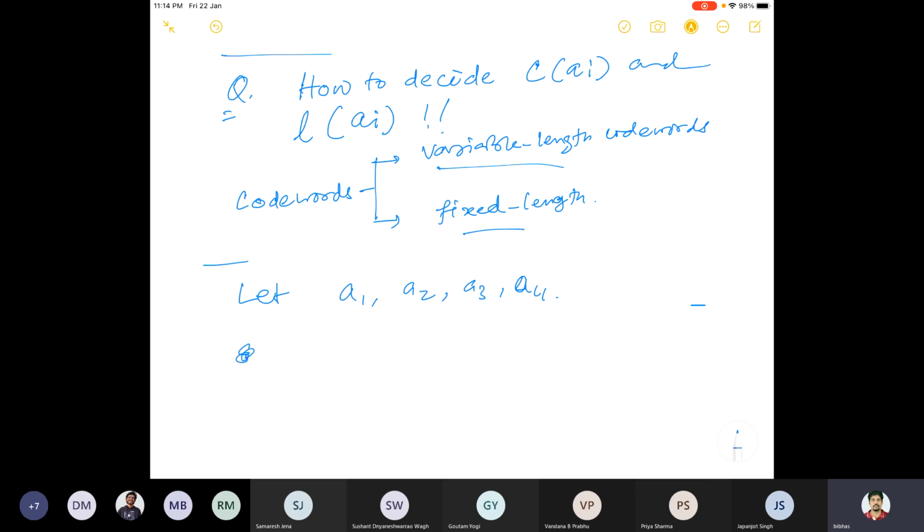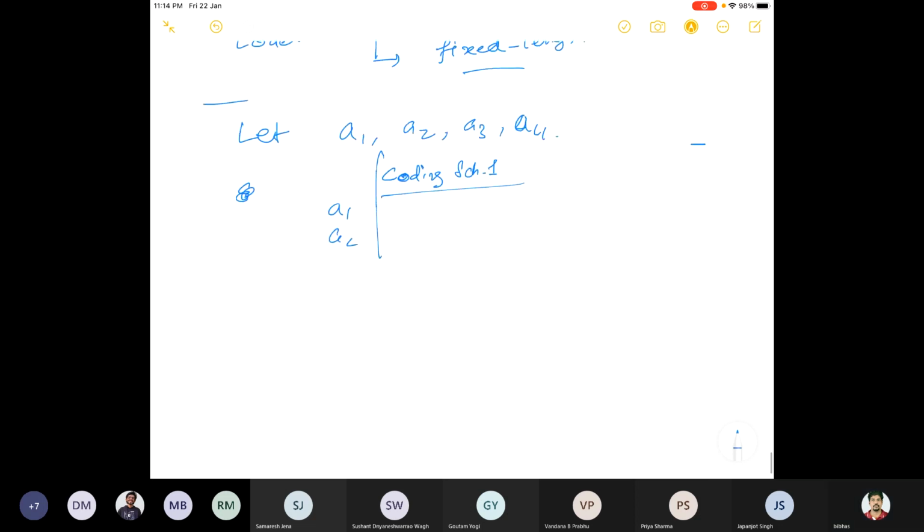Let's say coding scheme one is like this: A1, A2, A3, and A4. In coding scheme one, I want to encode A1 as 00, A2 as 01, A3 as 10, and A4 as 11.